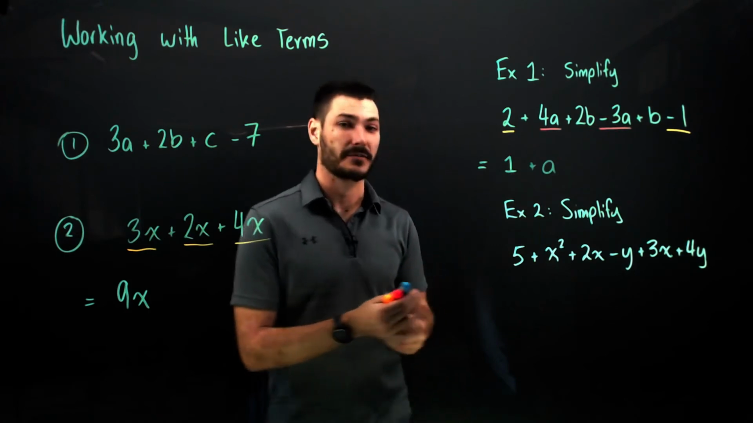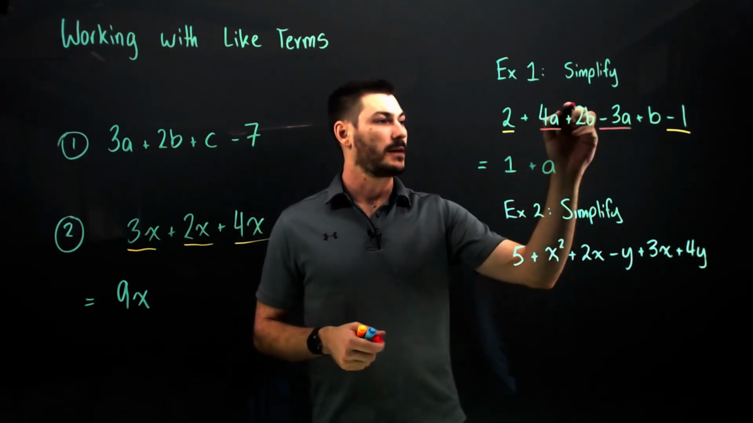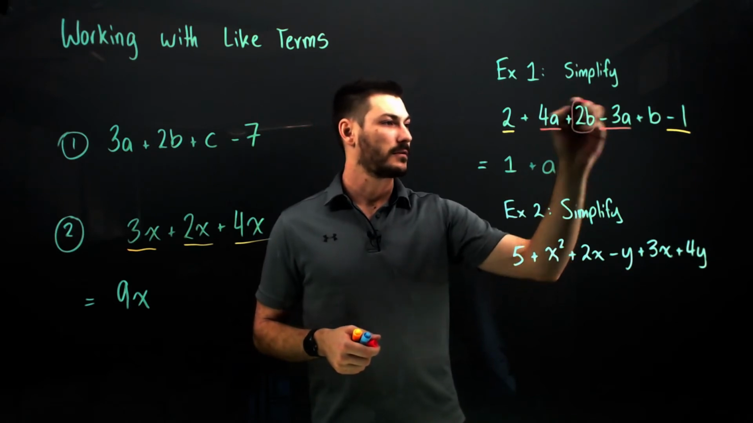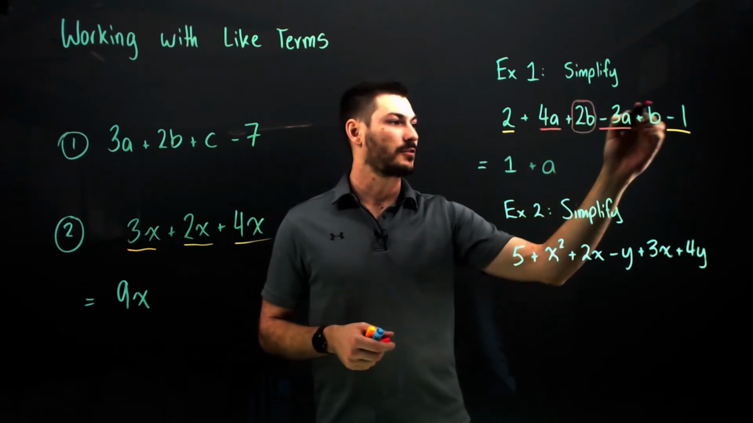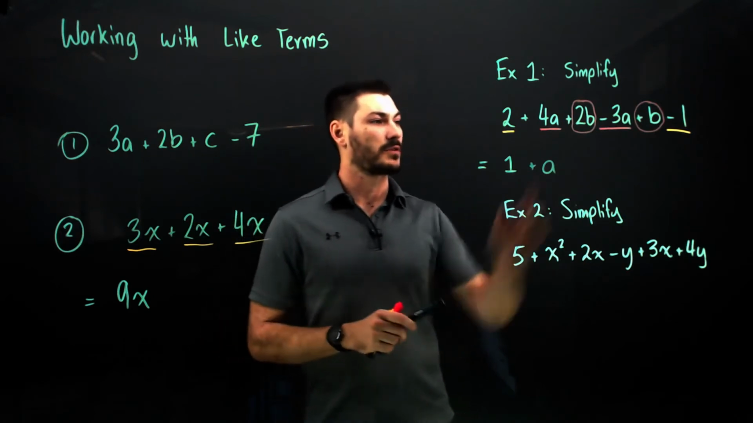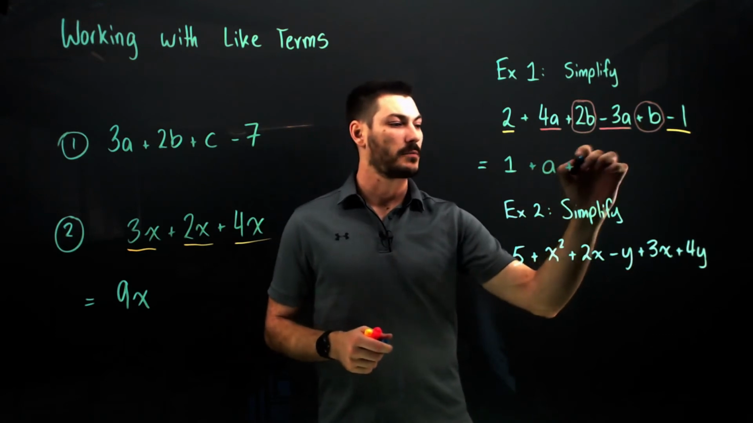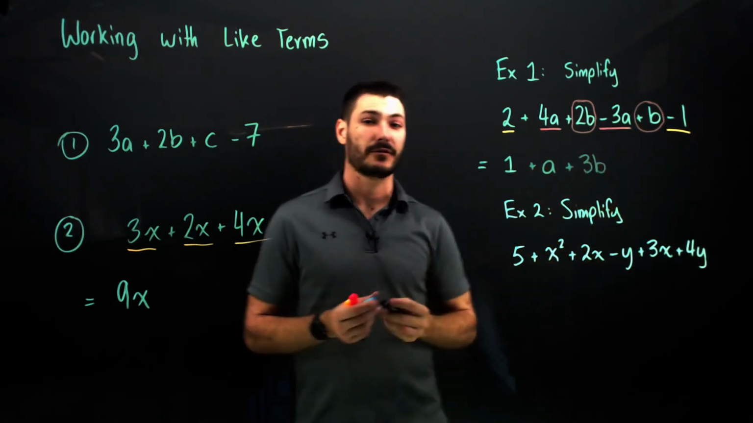And lastly, I don't have a different color for this, I only brought two. So I'm going to circle this one to make it distinct. My b term here, my plus 2b, is going to group with this b here. And that's the rest of my terms. So now I have to work with them. 2b plus one more b gives me 3b. And that is as simplified as it gets.